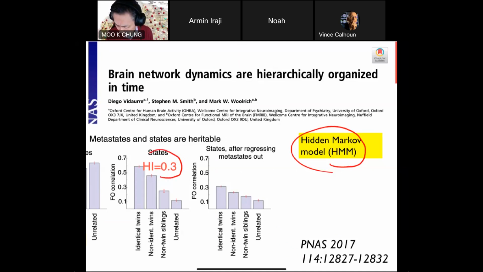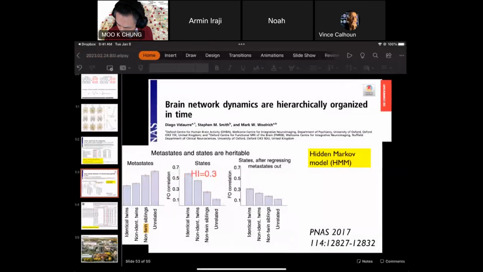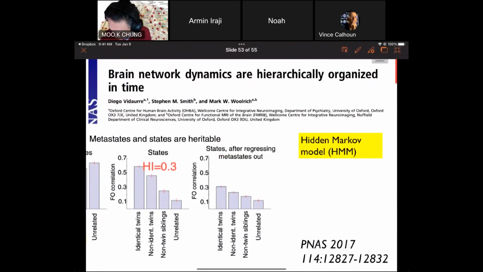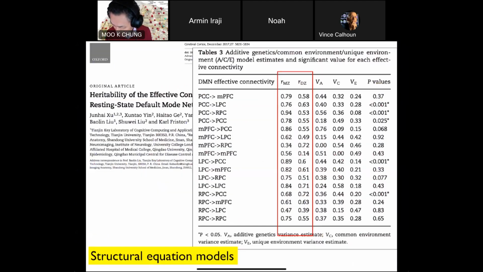They are not reporting a heritability index. My guess is it's different. They're not exactly reporting it, but it's twice the difference. It's twice the correlation differences. So my guess is about 0.3. They're not reporting much. Same thing here. Another paper with Karl Friston, they are using a structural equation model. Again, the heritability is twice the MZ correlation minus the DZ correlation. That's how you're going to get it.